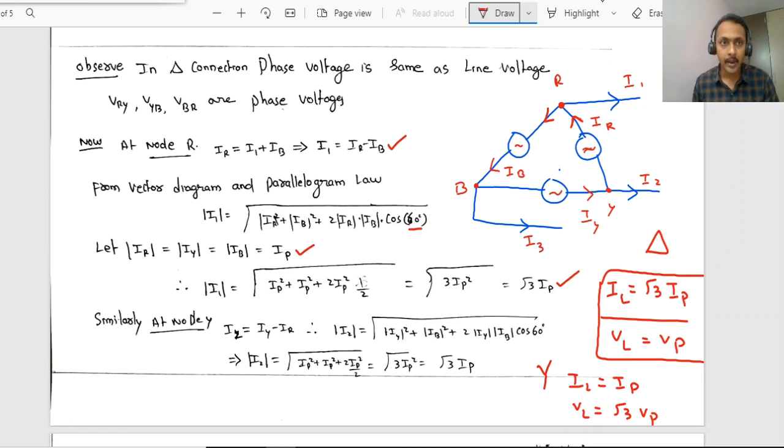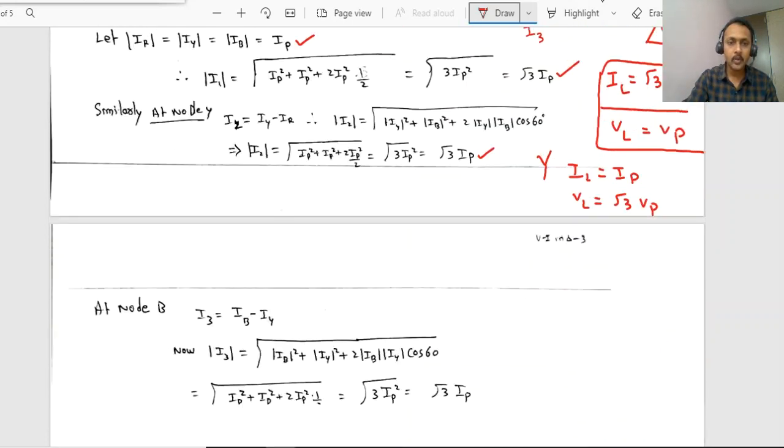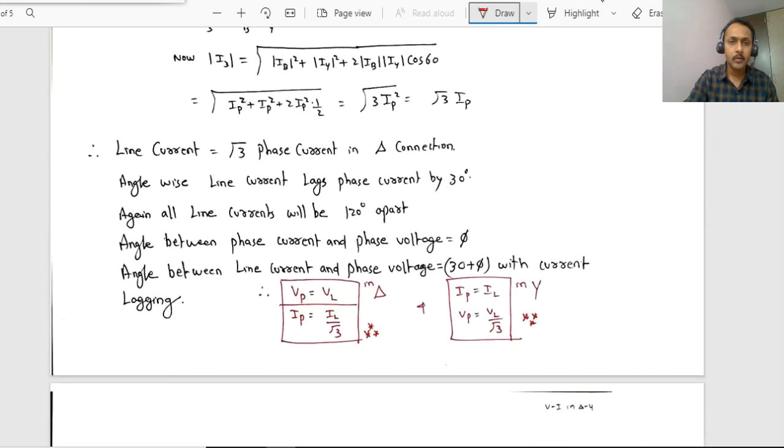Just now we have seen for I1, the same we can apply for I2. I2 is the line current. At this node, if you apply the KCL, I2 equals IY minus IR. What will be the magnitude? Magnitude of I2 will be root over IY square plus IB square plus 2 IY IB cos of angle between those two, 60 degrees. Again, we will get root 3 IP. Therefore, if we observe, the line currents are root 3 times the phase current in delta connection.